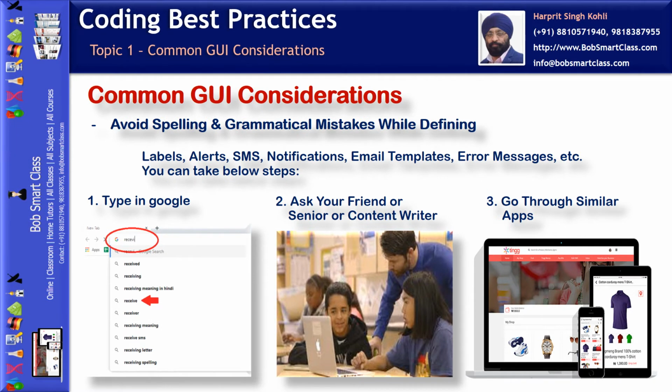The next important point is to avoid spelling and grammatical mistakes while defining labels, alerts, SMS notifications, email templates, or error messages, etc., which are seen on your mobile apps or web applications. You can take help of Google or ask a friend, a senior, or a content writer. Or you can go to a similar app and take help from it.